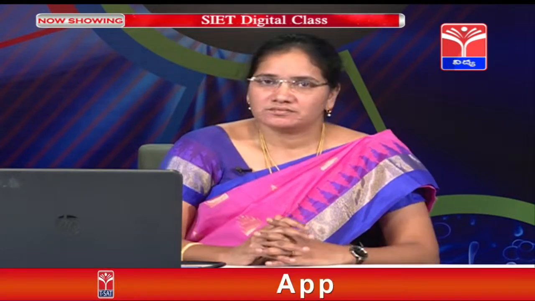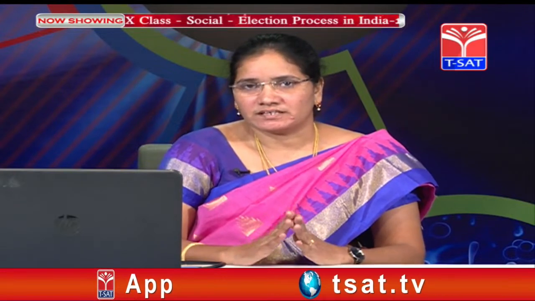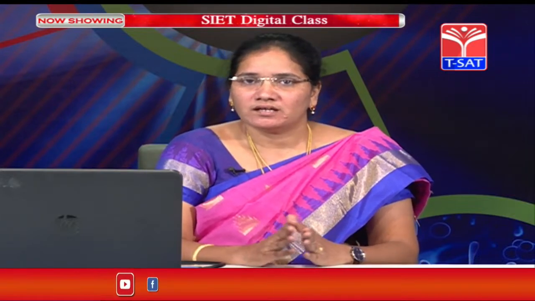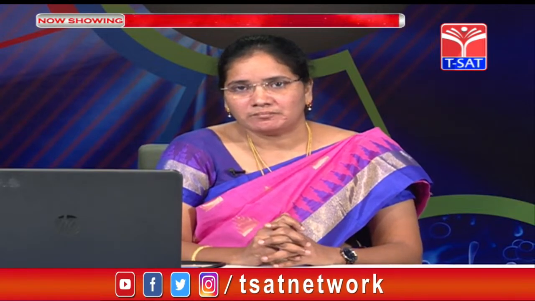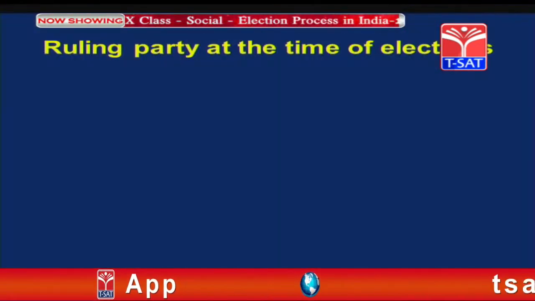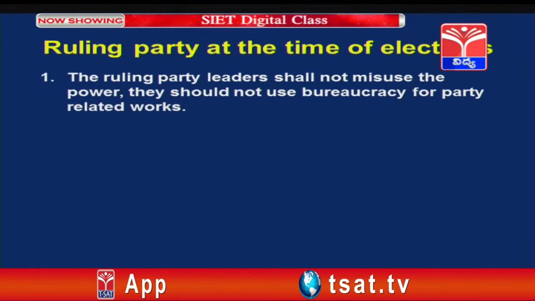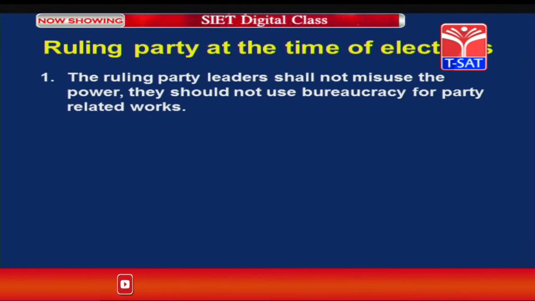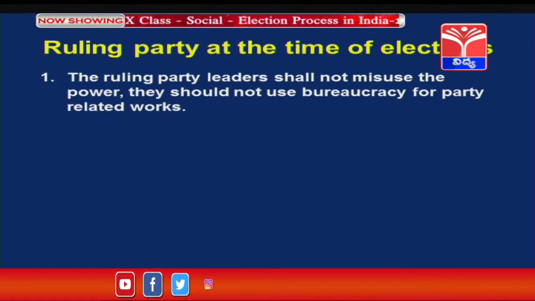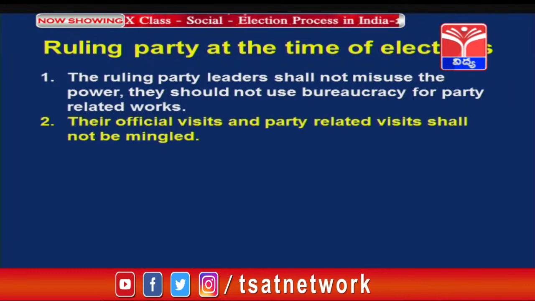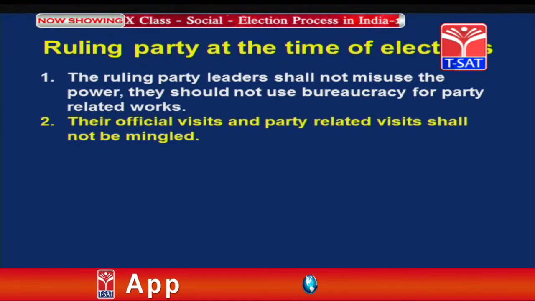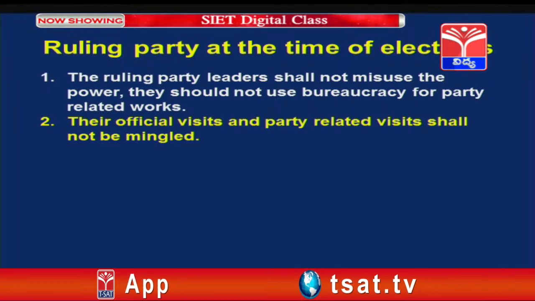Children, till now we have seen different rules and regulations about the elections, and we have seen the day of polling. Now, let us see what is the role of the ruling party at that time, the guidelines to be followed. The ruling party at the time of elections: the ruling party leader shall not misuse power. That means they should not use bureaucracy, meaning government officials, for party related works, and their official visits and party related visits shall not be mingled. They should be separate.